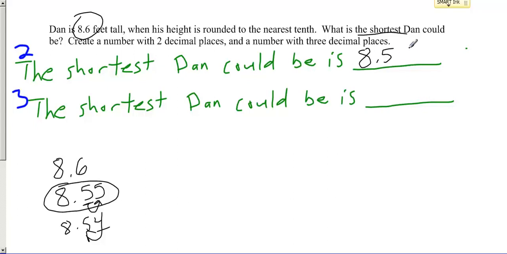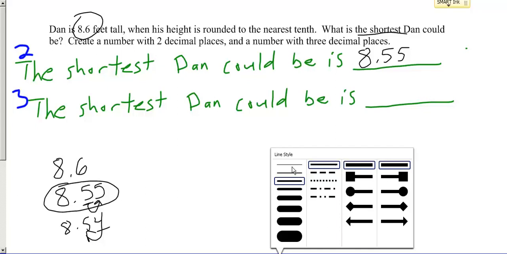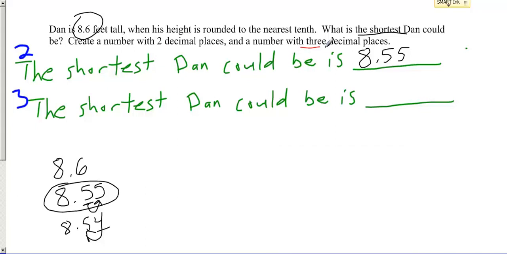8 55/100ths. Awesome. But now they're asking me for something a little bit trickier. Now I'm being asked to write a 3-digit number. 3 decimals. So I start with 8 6/10 again. And just like in the last problem, I'm going to write 8 55/100ths. But now I need a 3rd digit.